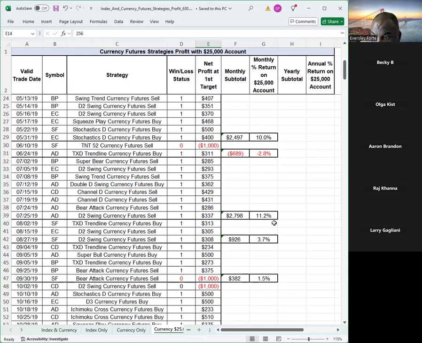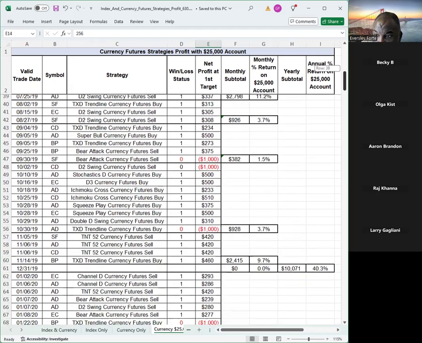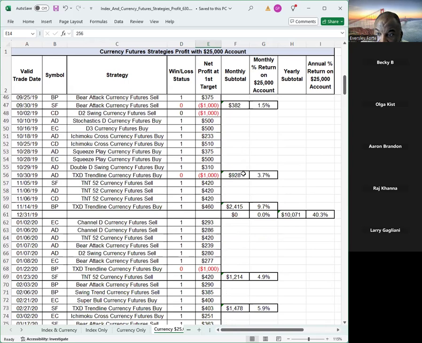July, another awesome month, 11% return. August, good. September is one of those months where we don't have as many trades. October, good. And November, good. We don't trade in December.